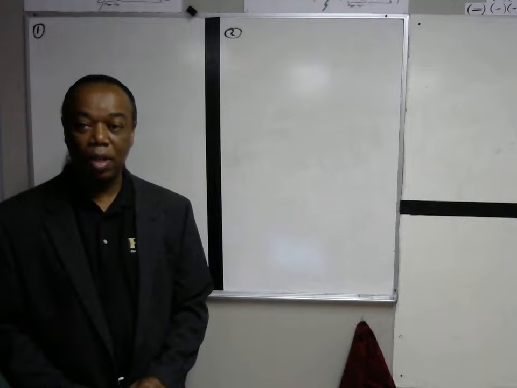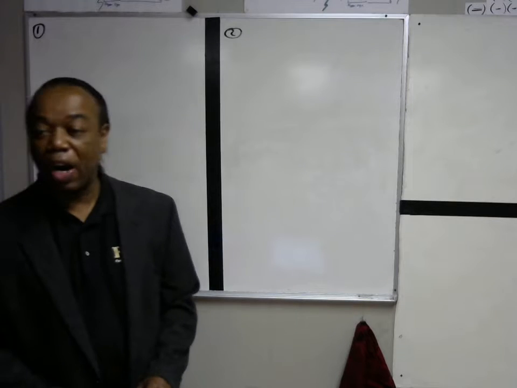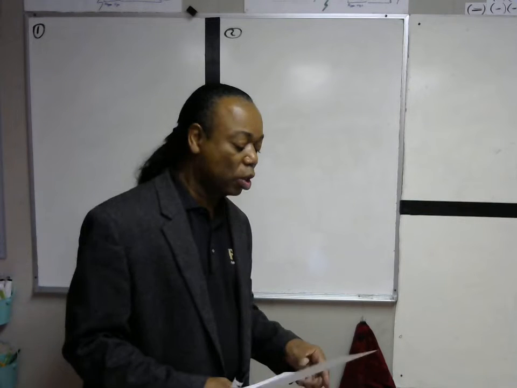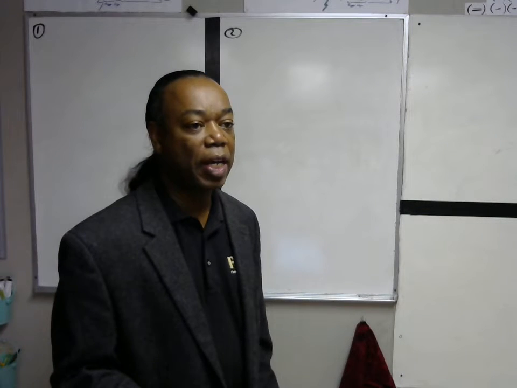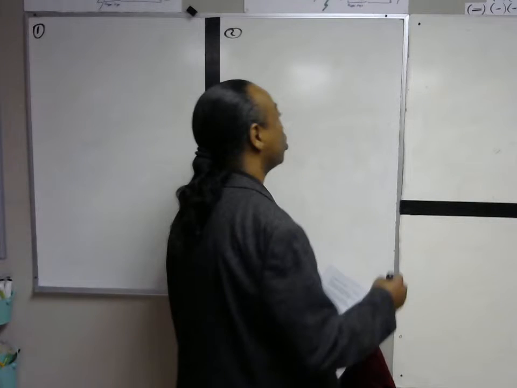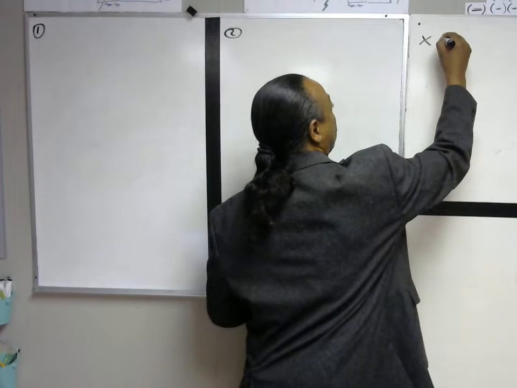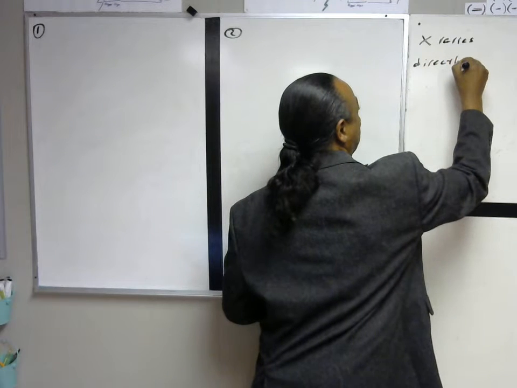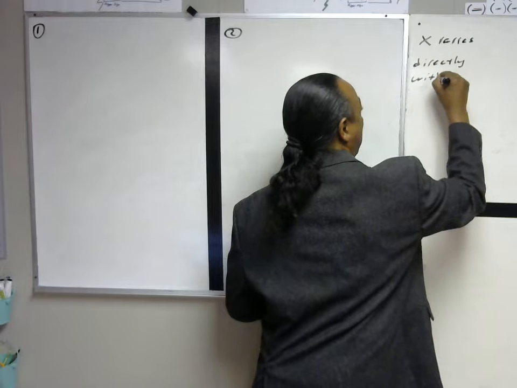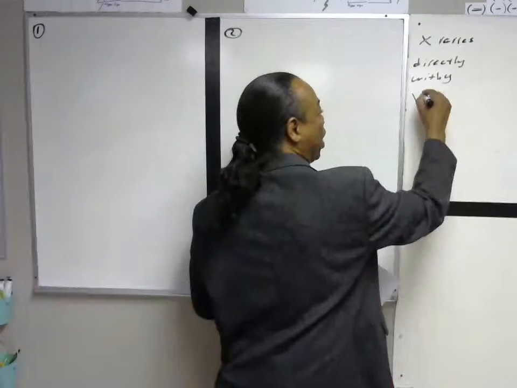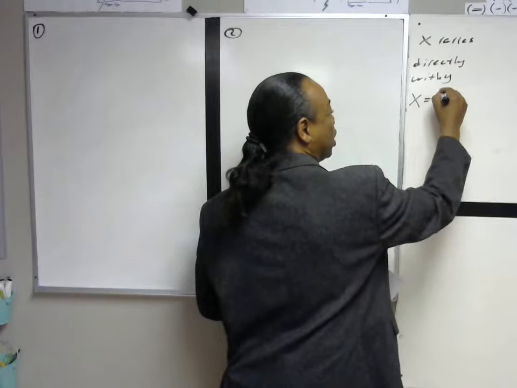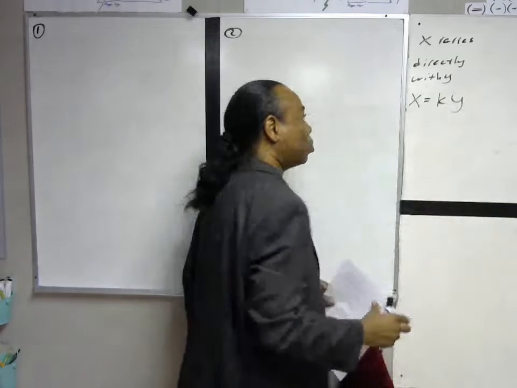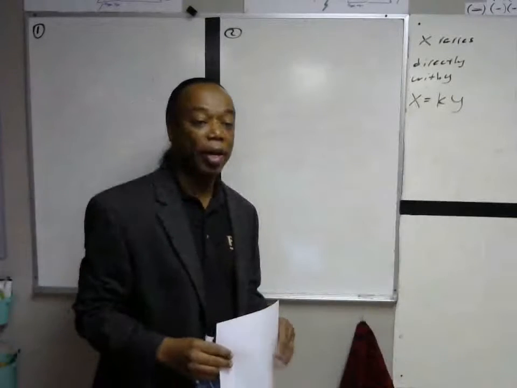Okay, we're looking at direct and inverse variation equations and also the application. So an equation that has a direct variation, let's say x varies directly with y, equals a constant times y. X varies directly with y. We'll give the equation x equals a constant times y.